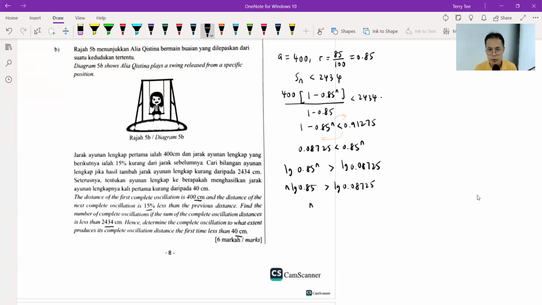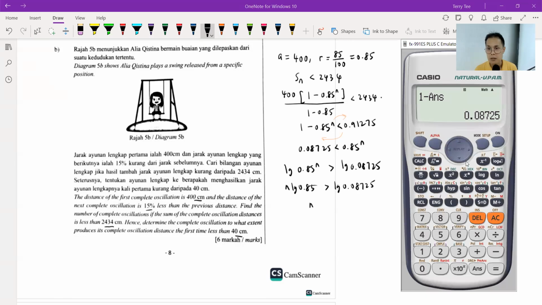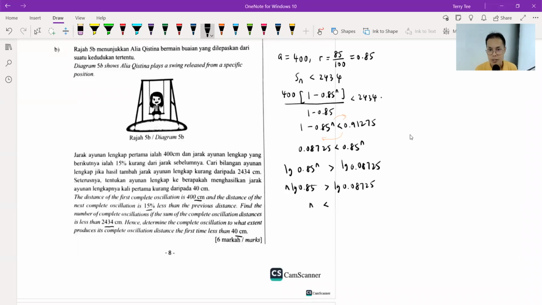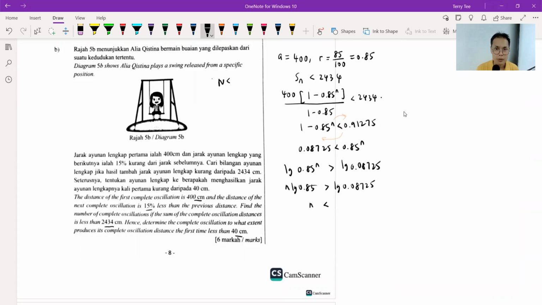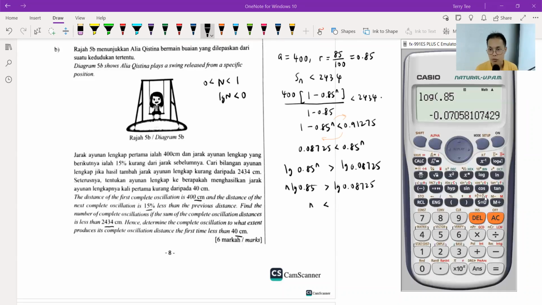So remember, when you take logarithm of any number between 0 and 1, it's going to be negative. Like log 0.85, you notice, is negative. So how does this affect your inequality here? Well, whenever you multiply or divide by a negative, you change the symbol. If you're unsure, just type it out in your calculator. If x is a number between 0 and 1, log x is always less than 0. If it's less than 0, when you divide, you have to change the symbol of your inequality.